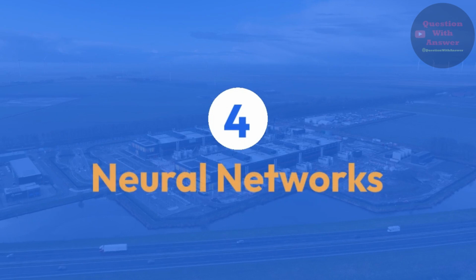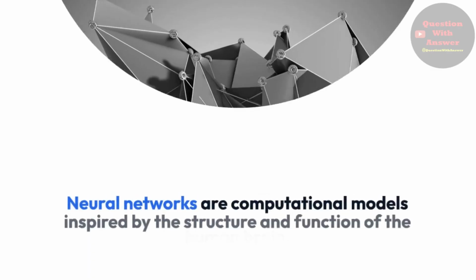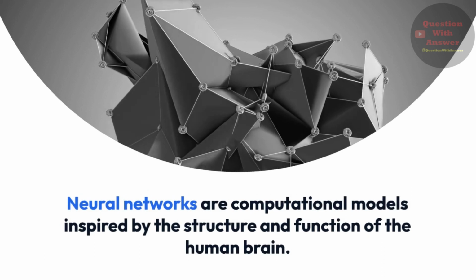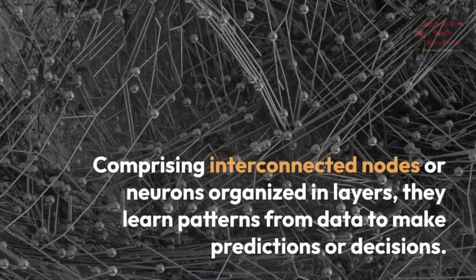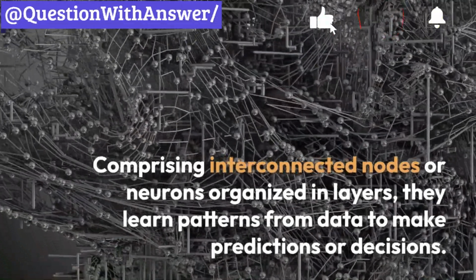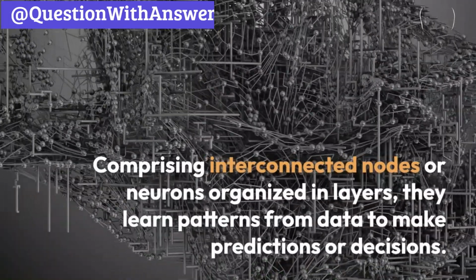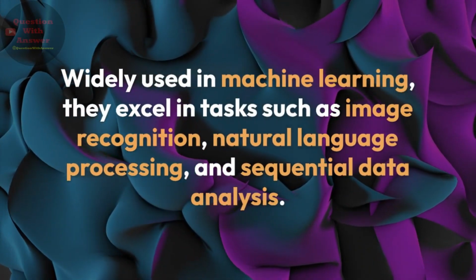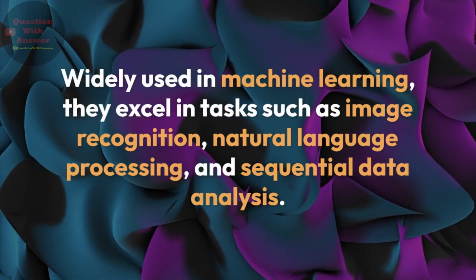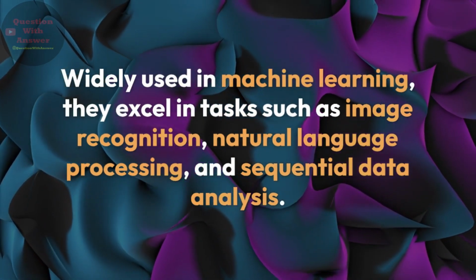4. Neural networks. Neural networks are computational models inspired by the structure and function of the human brain. Comprising interconnected nodes or neurons organized in layers, they learn patterns from data to make predictions or decisions. Widely used in machine learning, they excel in tasks such as image recognition, natural language processing, and sequential data analysis.